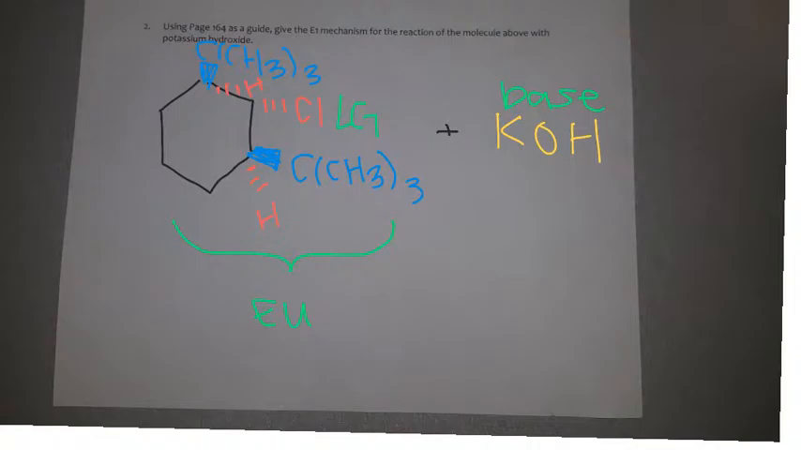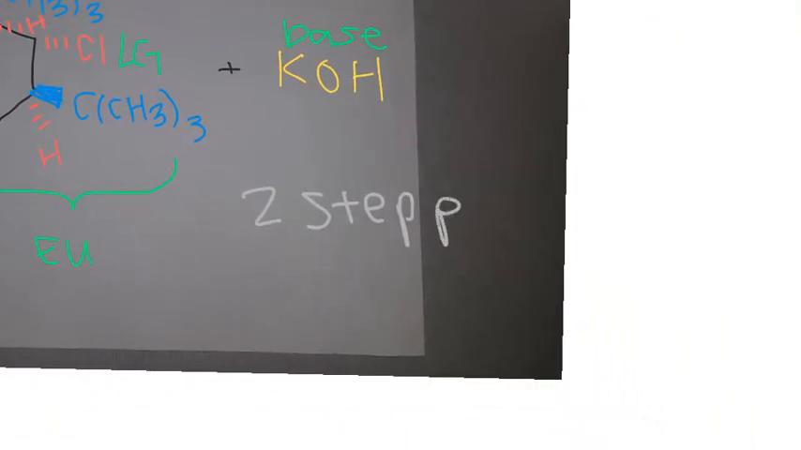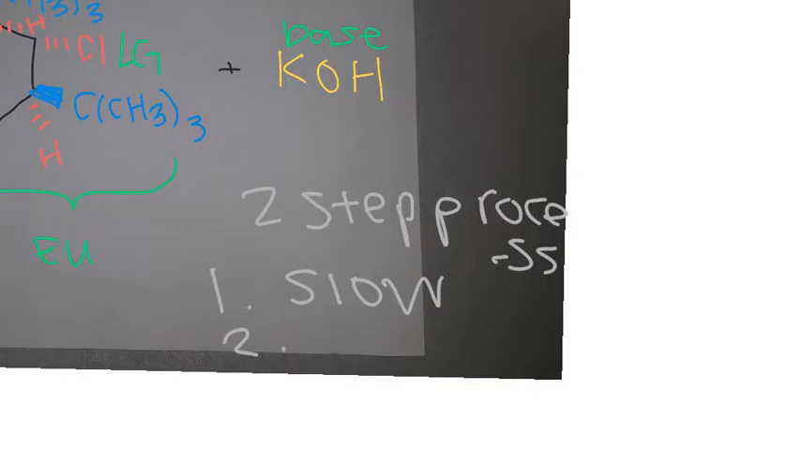Well, something we know about the E1 mechanism is that it's a two-step mechanism. So there's going to be a slow and a fast step. We can name that after. So two-step process. Because the first step was the slow step, right? Yeah. He says slow and fast. So the next step, we're going to need space to keep writing.